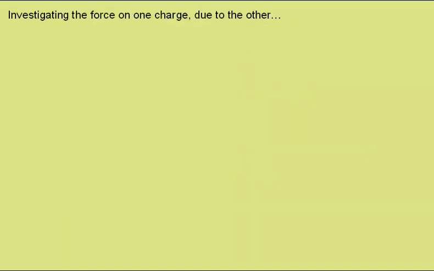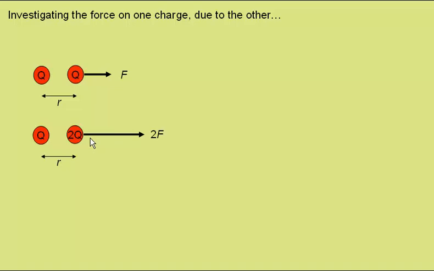Now to simplify things a bit by just considering the force on one charge due to its position close to the other. So again we have our two charges a distance r apart, and just considering the forces on the right hand charge, it would have a force F to the right. If we replace the right hand charge with one of twice the value, 2q, the force will now be twice the value, 2F. Equally, if we'd replaced the left hand charge with one of twice the value, with the right hand charge again having charge q, the force on the right hand charge would again be 2F.